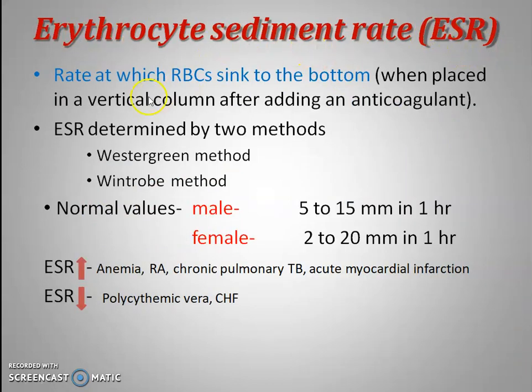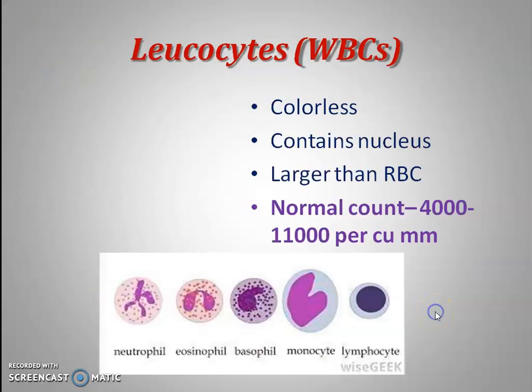Erythrocyte sedimentation rate or ESR: the rate at which RBCs sink to the bottom when placed in a vertical column after adding an anticoagulant. ESR is determined by two methods, Westergren method and Wintrobe method. Normal values for male are 5 to 15 mm in 1 hour, and for female 2 to 20 mm in 1 hour. If ESR increases, then anemia, rheumatoid arthritis, chronic pulmonary tuberculosis, acute myocardial infarction is diagnosed. If ESR decreases, then polycythemia vera and CHF, congestive heart failure, is concluded.